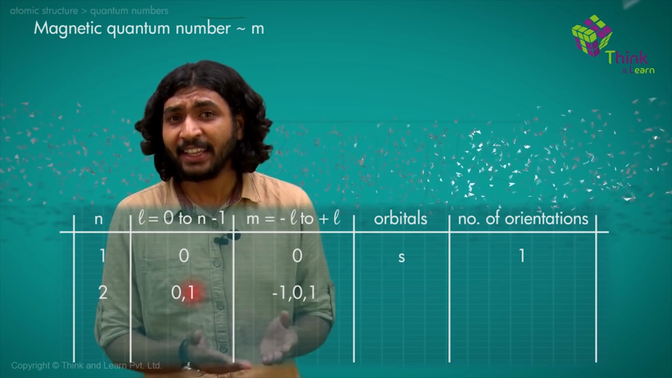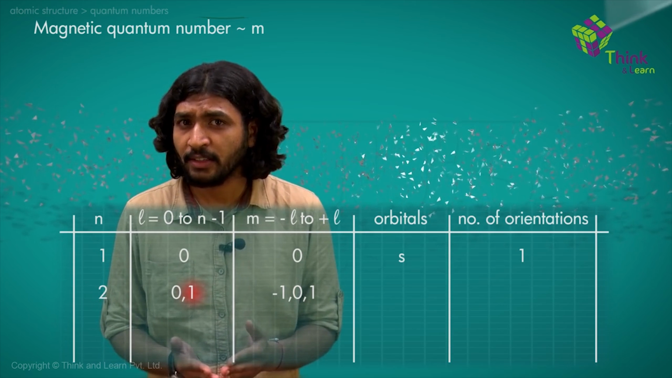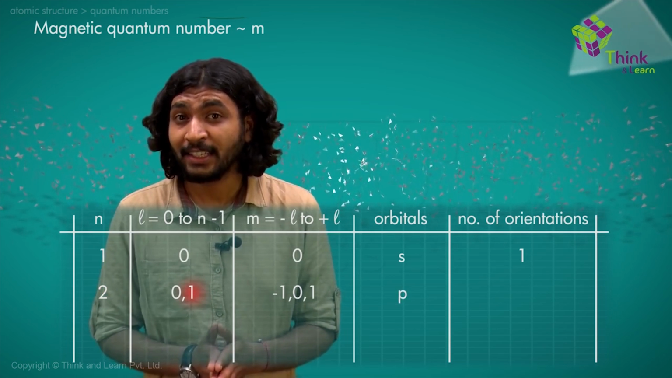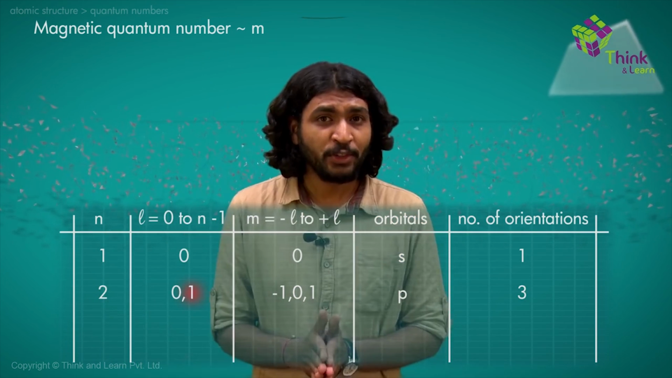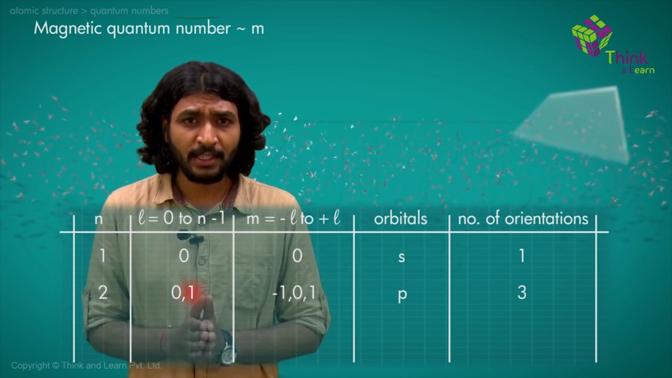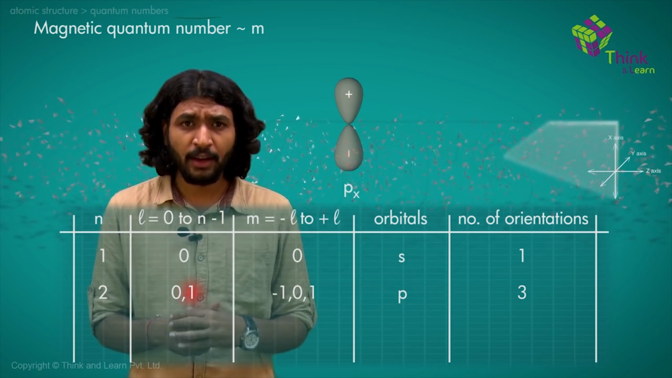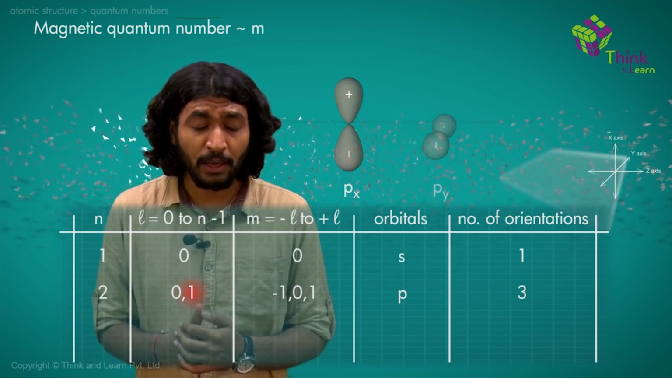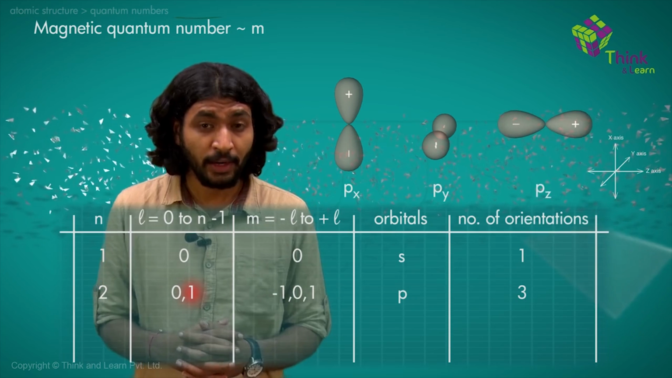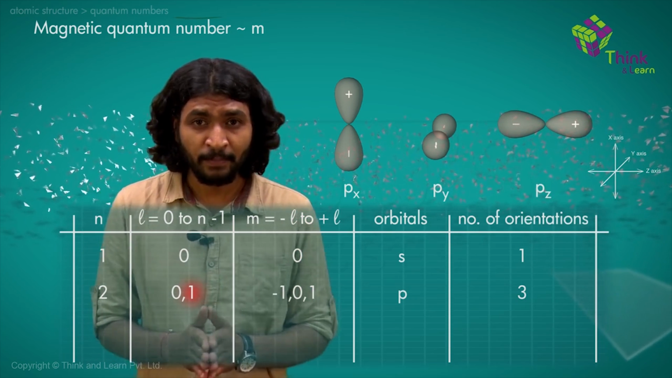So there are 3 different angular orientations for L is equal to 1, which means that the p subshell has 3 different orbitals. So for our visualization, how do we represent them? We represent the p orbitals as Px, which is oriented along the x-axis. We have Py, which is oriented along the y-axis, and Pz, which is oriented along the z-axis.